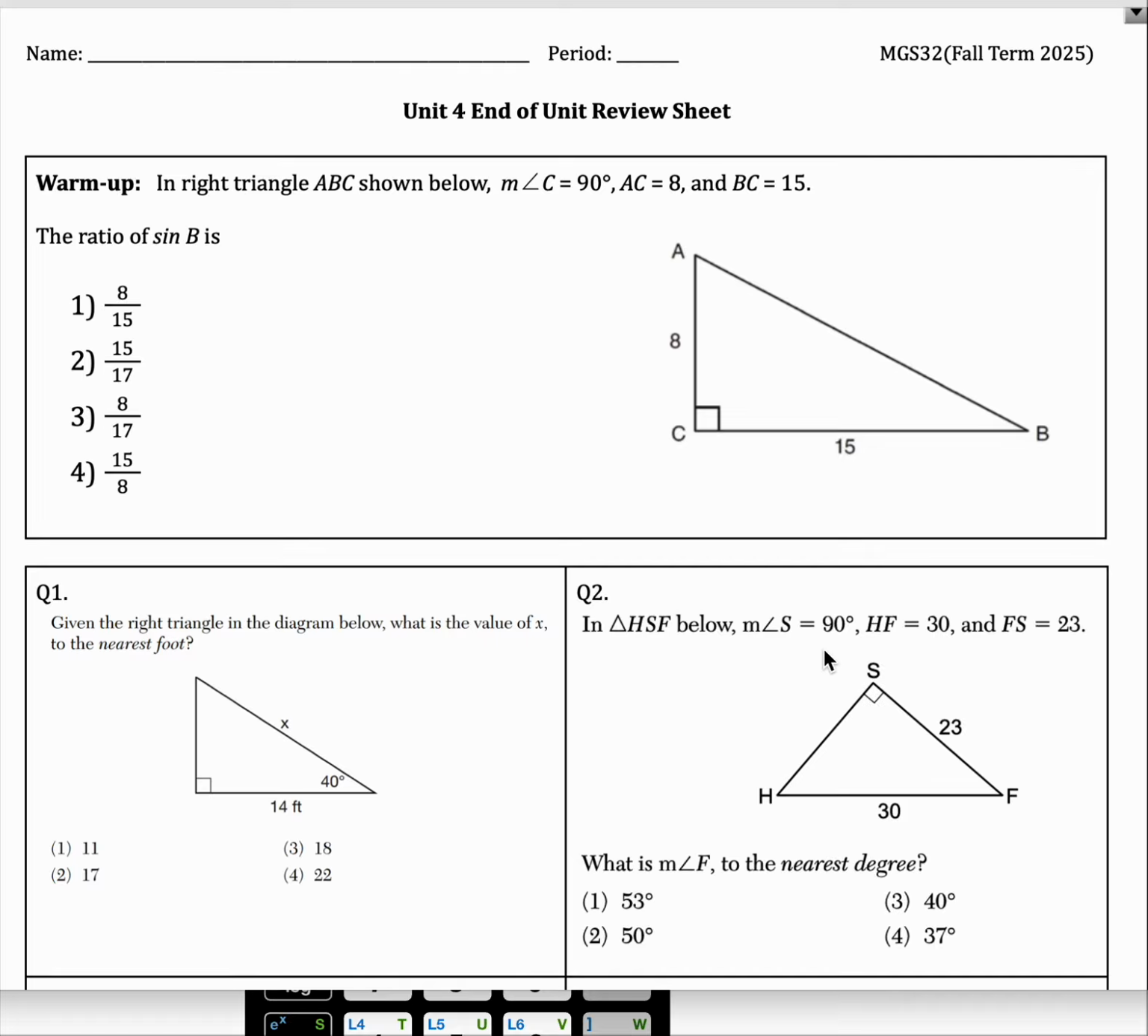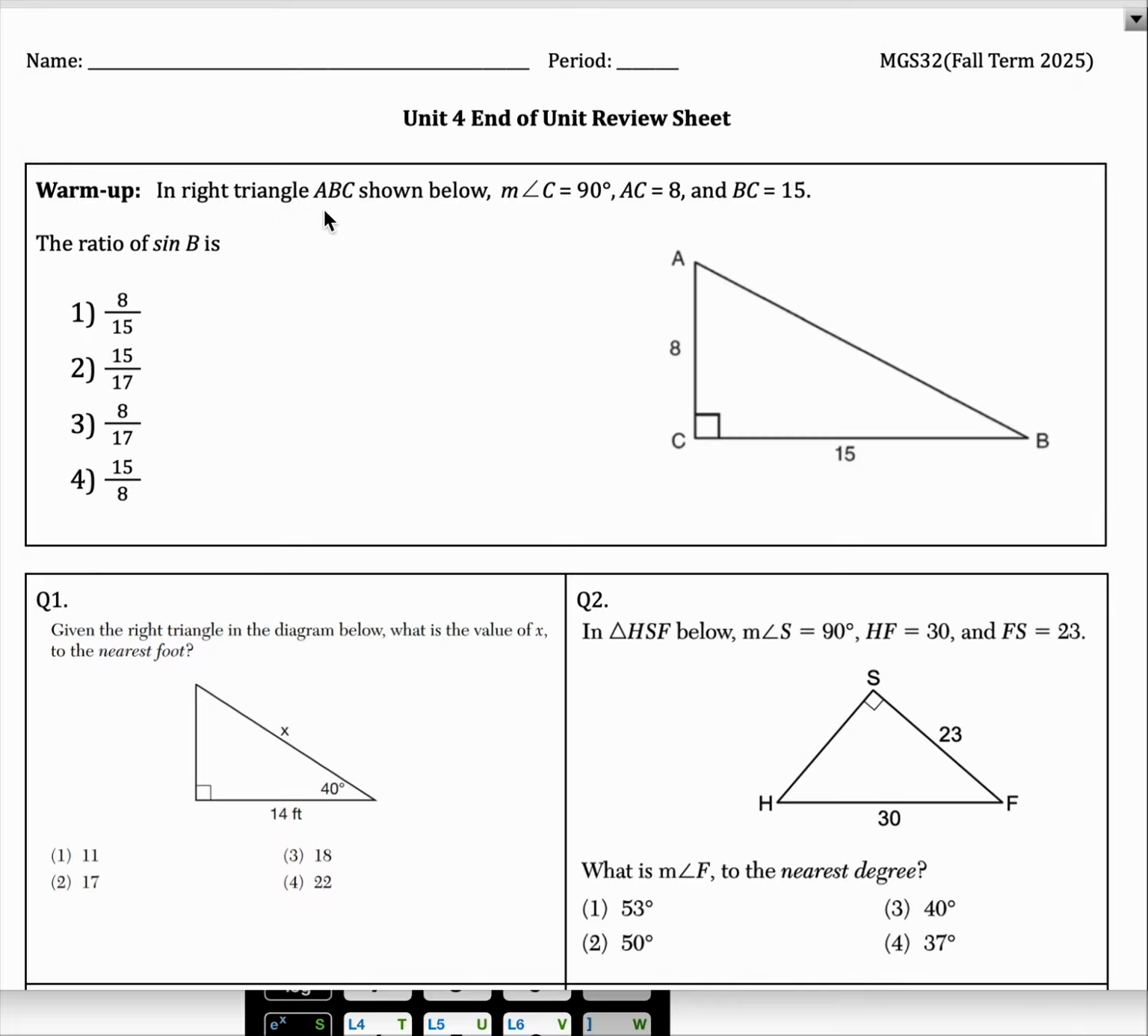So I'm just going to go over our end of Unit 4 review for MGS 32. All right, so let's take a look at this warm-up here. In the right triangle ABC shown below, angle C is 90 degrees, AC is 8, BC is 15.